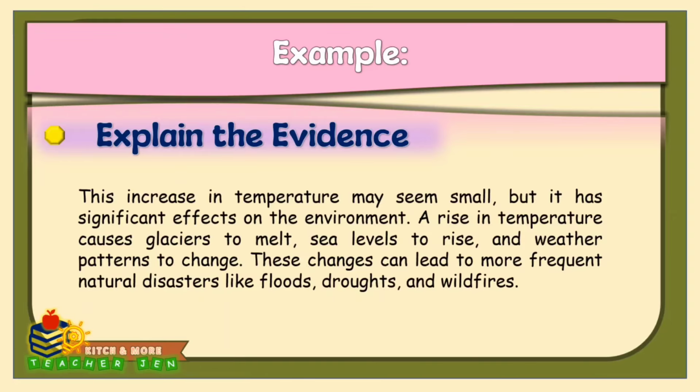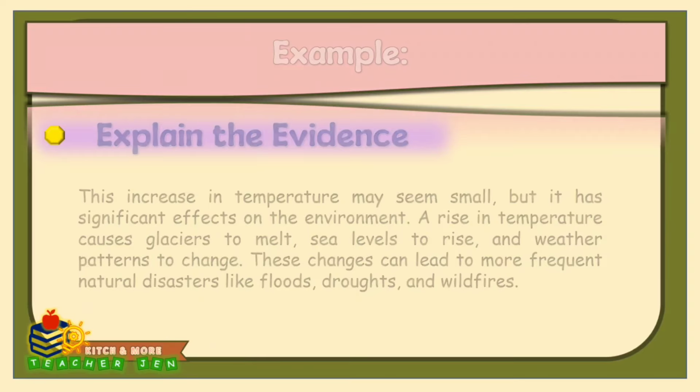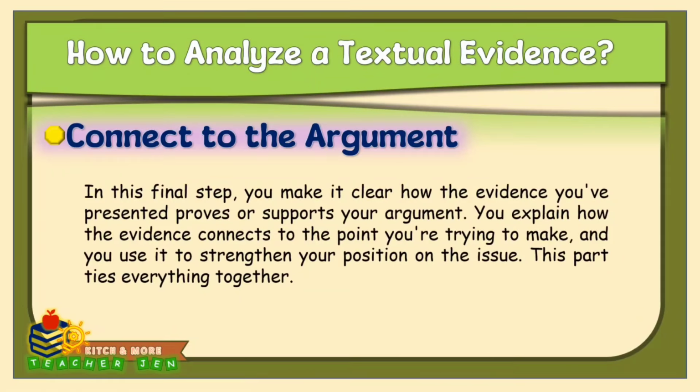Now that you have done the three, you are now going to connect to the argument. In this final step, you make it clear how the evidence you've presented proves or supports your argument. You explain how the evidence connects to the point you're trying to make, and you use it to strengthen your position on the issue. This part ties everything together.